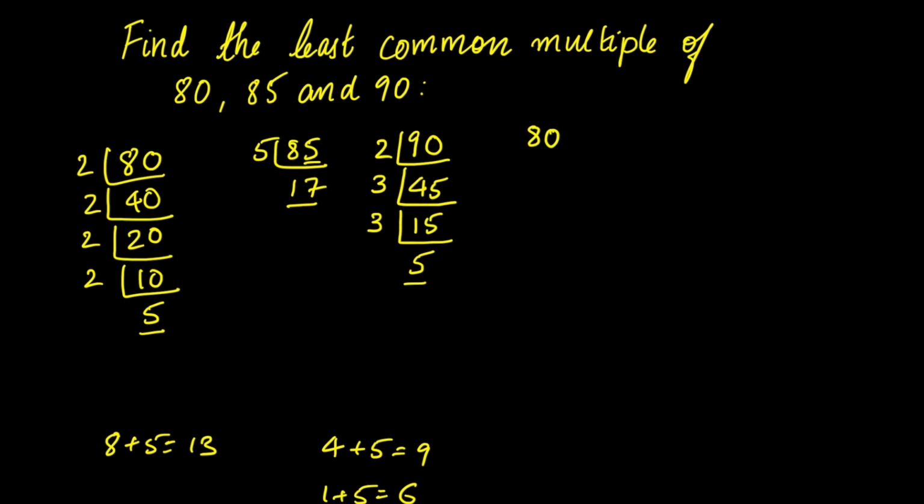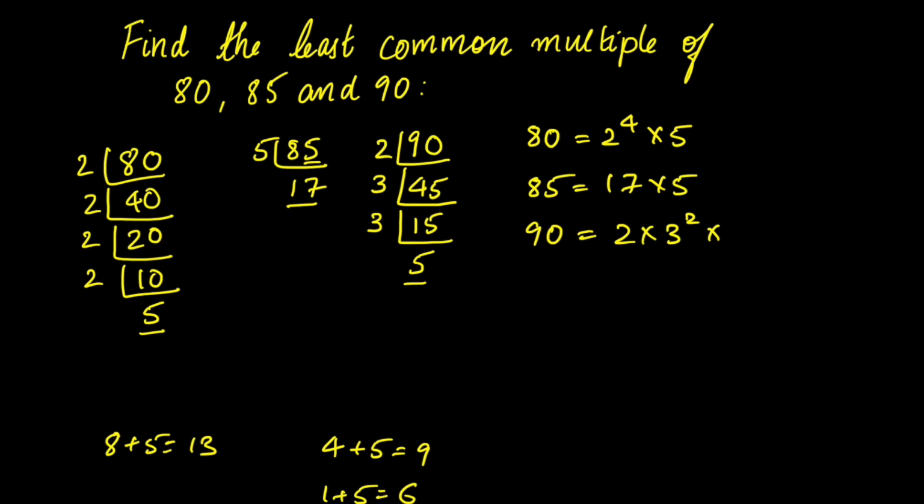Now let's represent these three numbers as the product of their prime factors. 80 is 2 power 4 into 5. 85 is 17 into 5, while 90 is 2 into 3 square into 5. Now, the LCM of these three numbers is the product of their factors with the highest power.